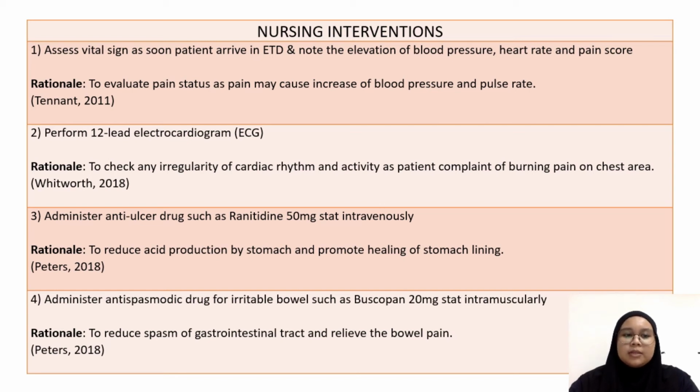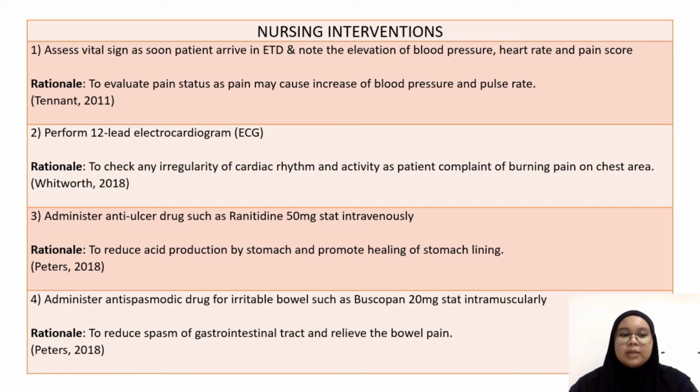The second one is to perform a 12-lead electrocardiogram, which is ECG. This is to check for any irregularity or abnormality of the cardiac rhythm and activity, as the patient complained of burning pain in the chest area. The third one is to administer anti-ulcer drugs such as ranitidine 50 mg intravenously. The function of ranitidine is to reduce acid production by the stomach and promote healing of the stomach.